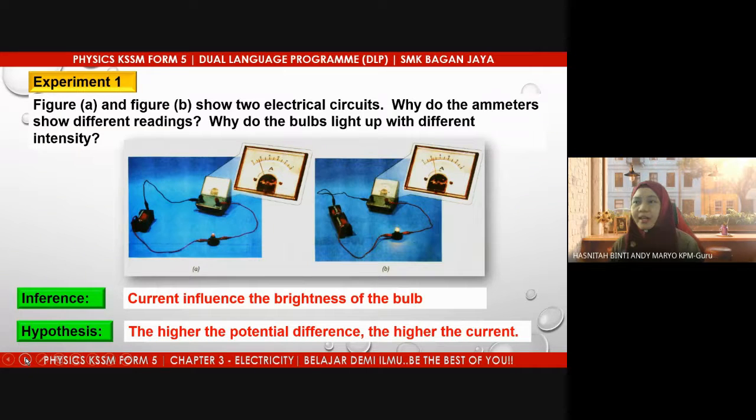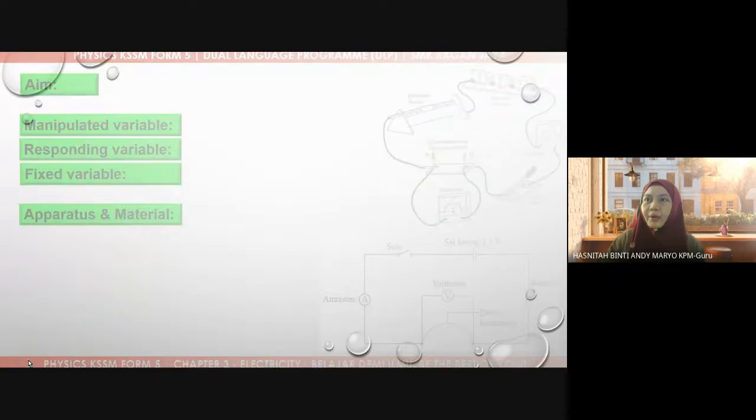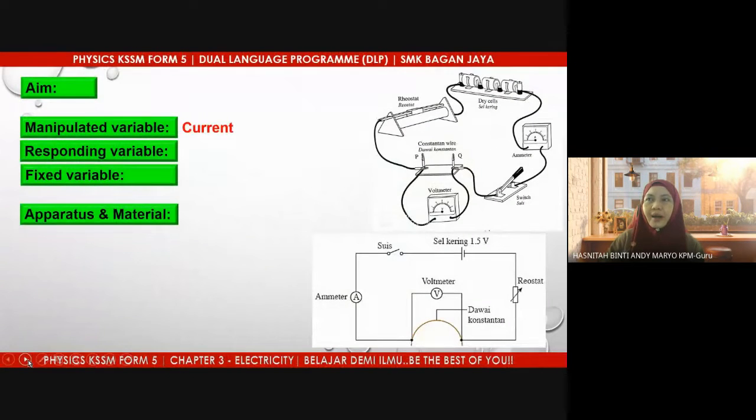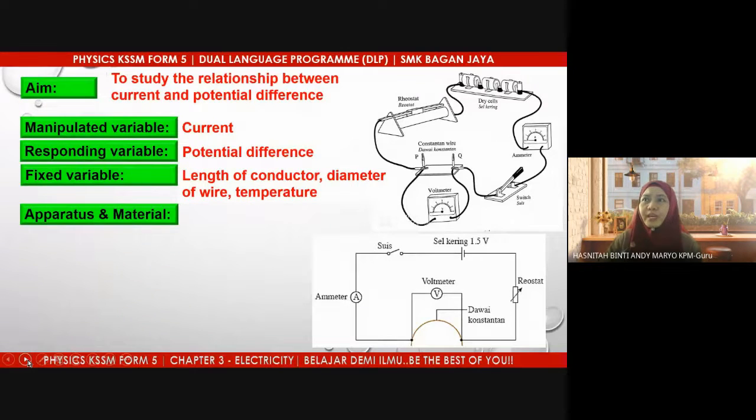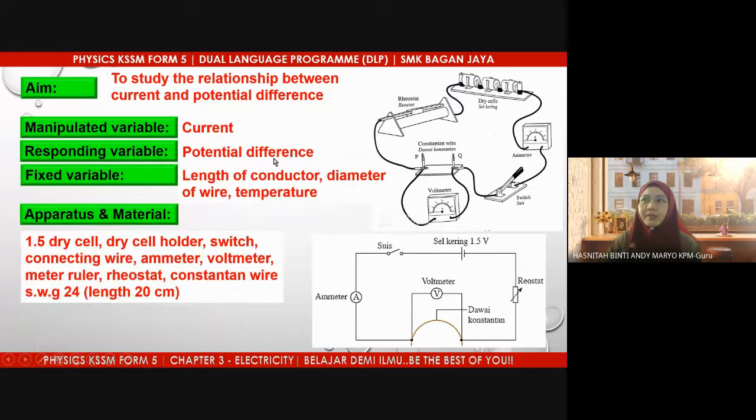Are you done with the inference and hypothesis? Okay, very good. So let us now see what the aim of this experiment is. We are studying the relationship between current and potential difference. So our manipulated variable for this experiment is current, electric current, and our responding variable is potential difference.